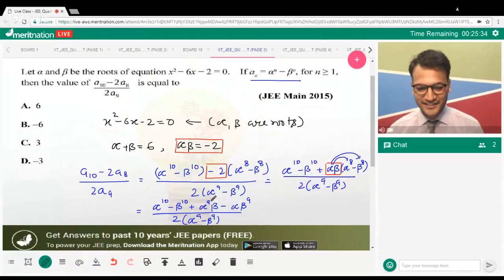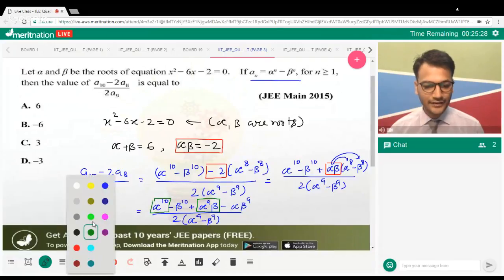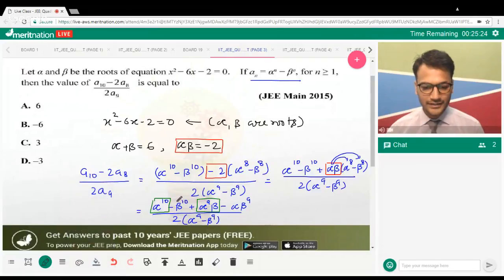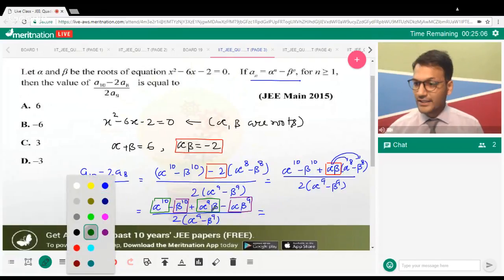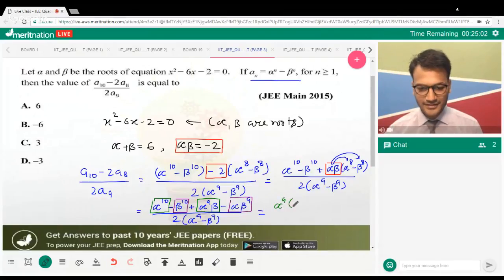Going absolutely slowly. Now if you see this and this, if I combine these two and take them, that's why I'm marking everything properly. Let me choose a different color. If I take this and this out here and separate it, what will we get? I can take alpha to the power 9 common from the first two. So I'll get something like this, minus. If I take negative beta to the power 9 common, I'll have alpha plus beta divided by twice of alpha to the power 9 minus beta to the power 9.